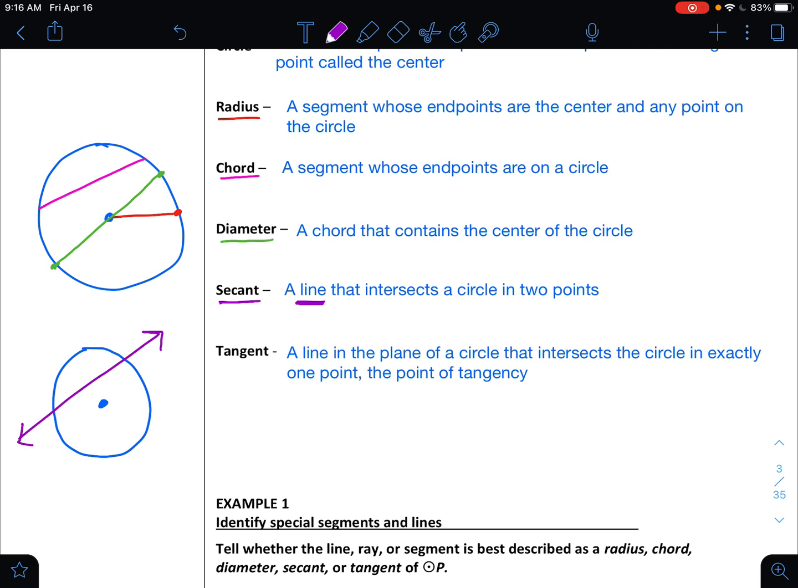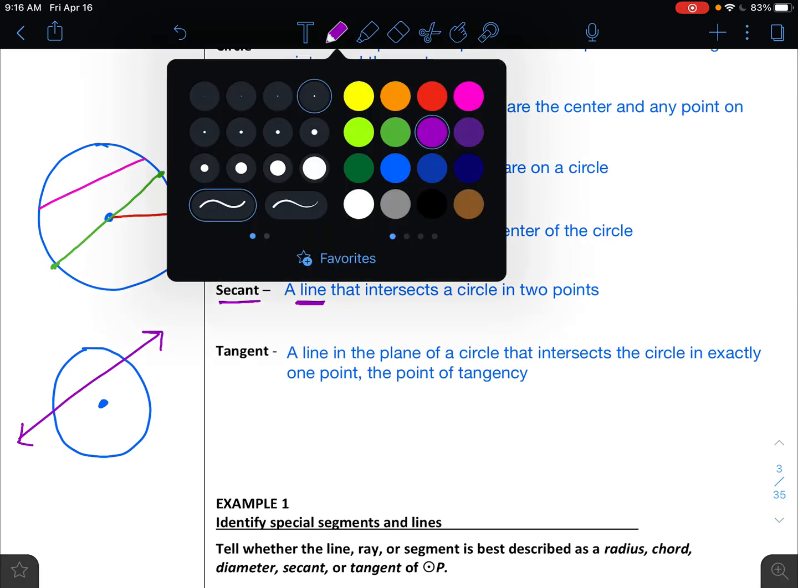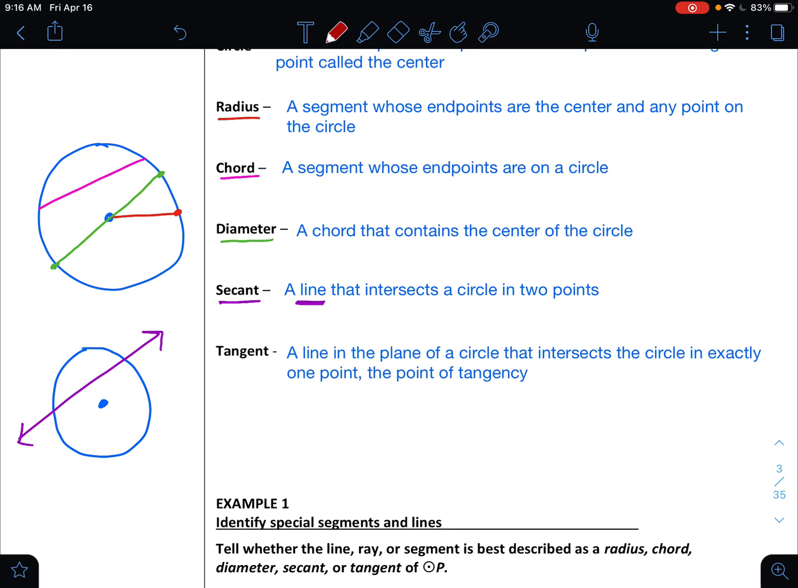And then finally, a tangent is a line in the plane of a circle that intersects the circle in exactly 1 point, and that's called the point of tangency. So let's find a new color. Let's do this light pink. A tangent line is going to be on the outside. It's going to intersect the circle at 1 point. Okay, that's the point of tangency.